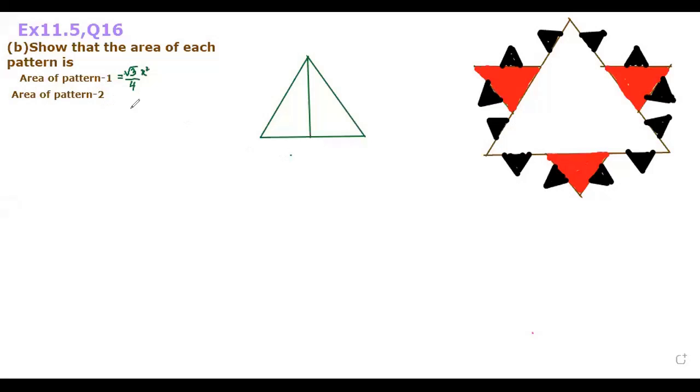Now for area of pattern 2, which triangle will we take? We will take the red equilateral triangle. Okay. So now we know that the length of each side of the red equilateral triangle is 1/3 of the length of the white equilateral triangle. So that is why the length is x upon 3, x upon 3, and this is also x upon 3. So half of the length will be x upon 6, and we have to find the height to find its area.